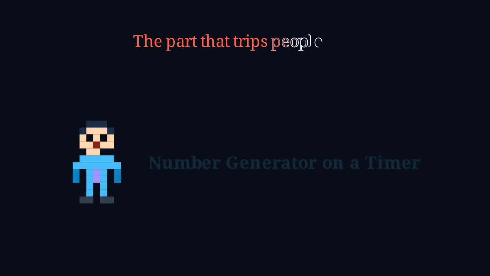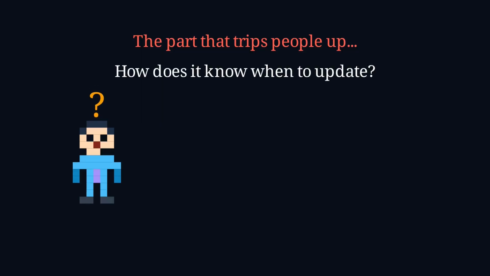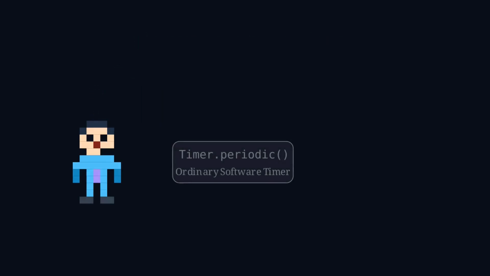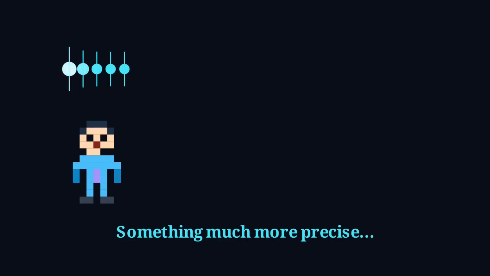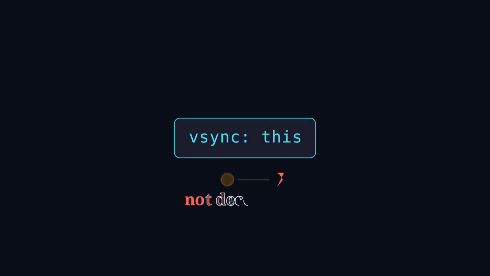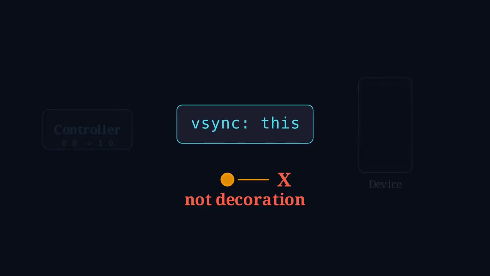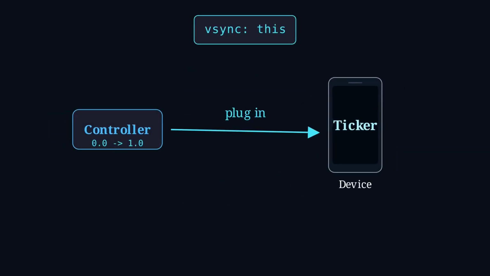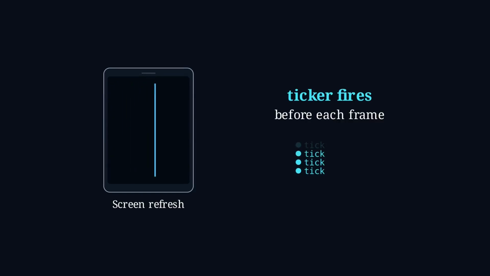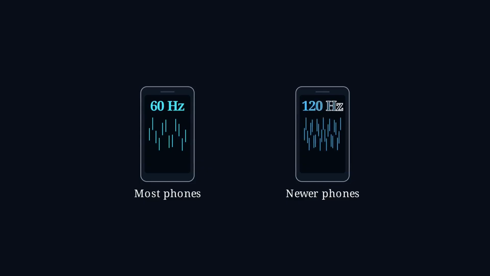But here's the part that trips people up. How does it know when to update that number? It's not sitting on some ordinary software timer ticking away on its own schedule. It's tied to something much more precise. That vsync you passed in isn't decoration. It's the controller plugging itself into your device's ticker. A ticker fires once every time your screen is about to draw a new frame. 60 times a second on most phones, maybe 120 on newer ones.